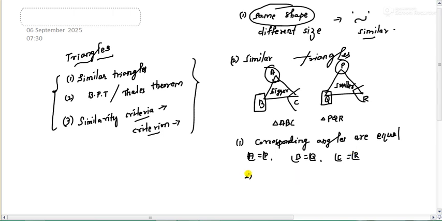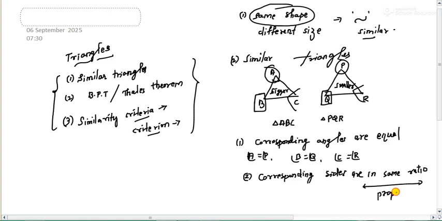This is the first rule. The second condition is that their corresponding sides are in the same ratio. What is the second condition? Yes, sides are in the same ratio, or they are also called proportional. You can simply say proportional. So these are the two conditions. Now what does proportionality mean?